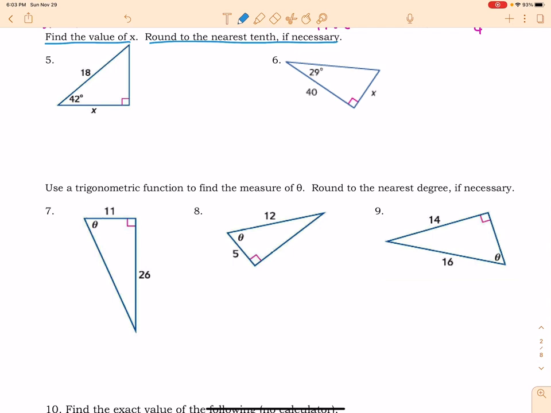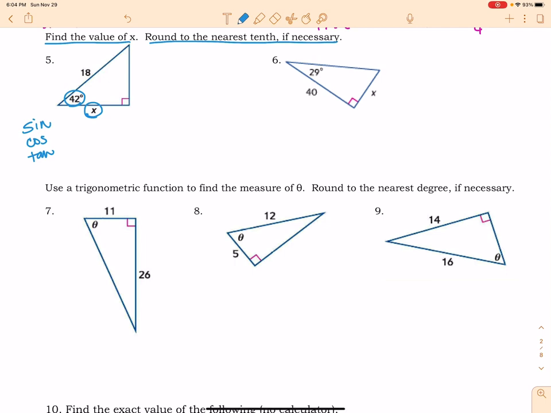Okay, so for these, now we're not finding all of the trig ratios. We're just finding, for this problem right here, what the value of this leg of the right triangle is. So we have to figure out which of our trig ratios is the best. Do we want to use sine? Do we want to use cosine? Or do we want to use tangent? The best way to do this is to look at the angle. What do you have in reference to that angle?